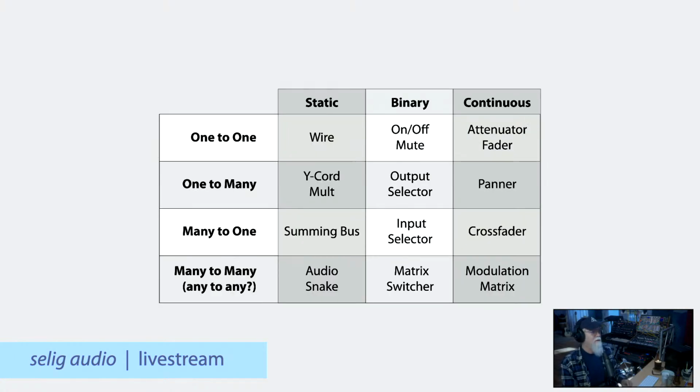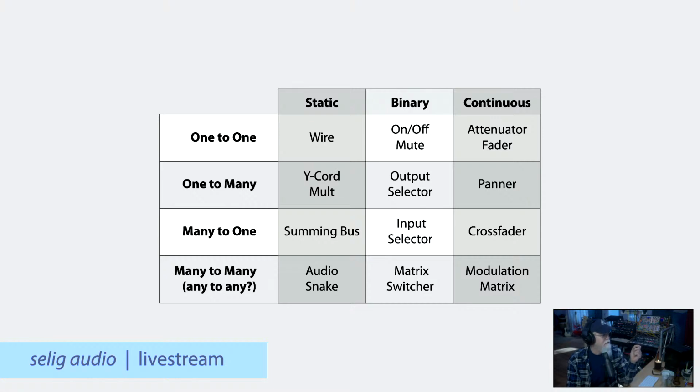So a quick recap, because that's it. Those are the only types of routings that you'll come across, plus the last one on my list here, the many-to-many. I've covered all the others, so you can see that there's three versions: a static, a switched binary on or off, and then a continuous control version of each of them. The many-to-many I included just because I've done a one-to-one, one-to-many, many-to-one, and then the next logical is many-to-many.